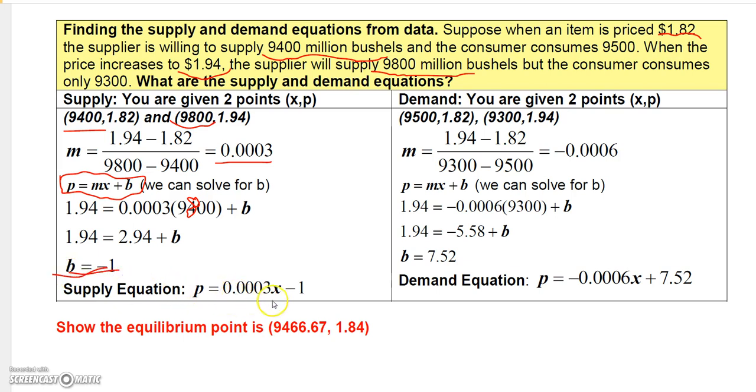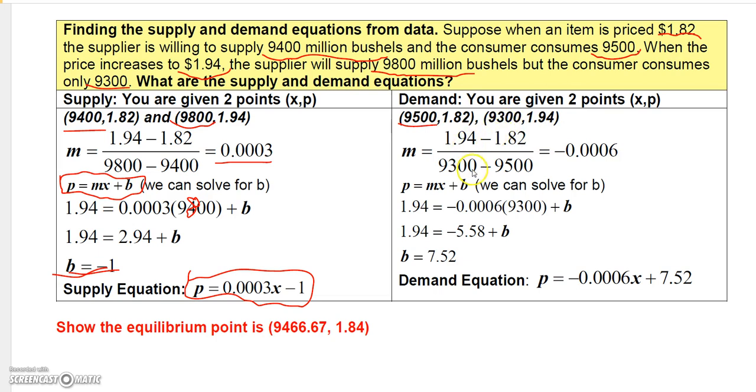So now that I know the slope and I know the b, I can say the supply equation is P equals 0.003x minus 1. Now, to do the demand equation, I need to go back to the $1.82 and see what the demand is. So the demand for $1.82 is 9,500. And what's the demand for $1.94? The demand for $1.94 is 9,300. So I know that when the price is $1.82, demand is 9,500. When price is $1.94, the demand is 9,300.